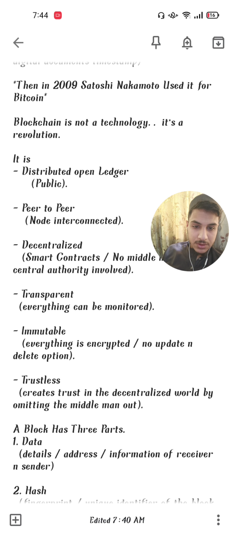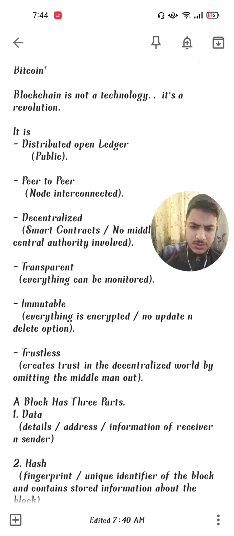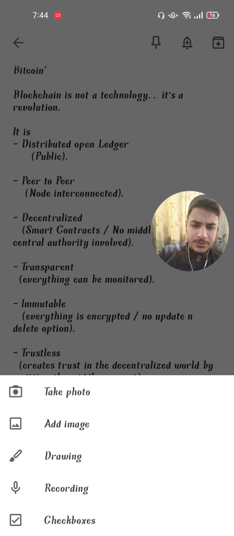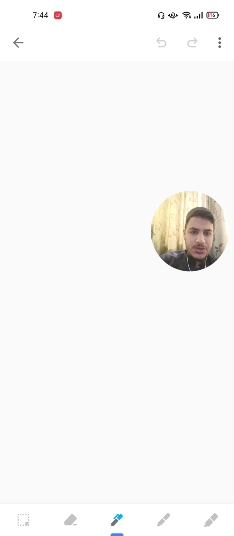So that's why you cannot delete or update any of the blocks. Everything is encrypted in that. That's why it's the safest, most secure and protected way of transactions. It is trustless. Trustless means that you are taking out the trust of third parties.